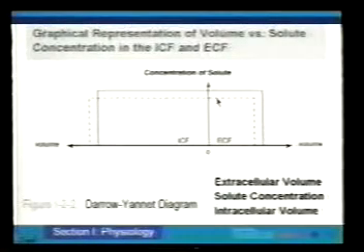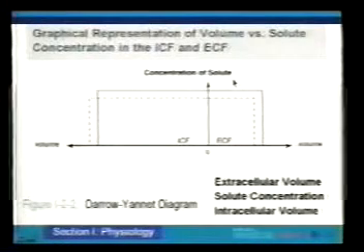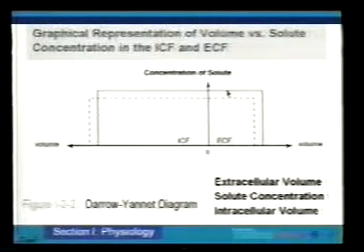Therefore, this dashed line here represents a body osmolarity less than 300 milliosmolar. If the line was above the solid line, the body osmolarity would be greater than 300 milliosmolar. And don't forget, we're considering a steady state situation. Therefore, the extracellular solute concentration will be the same as the intracellular solute concentration.